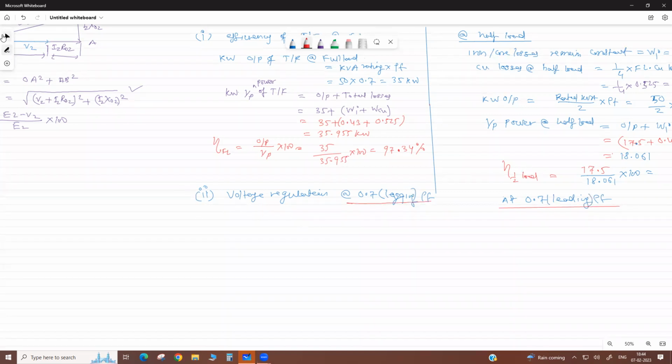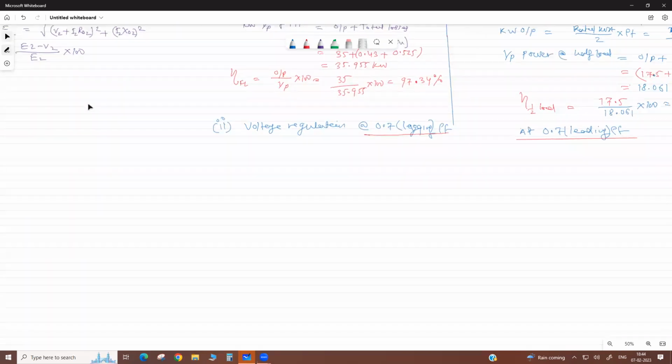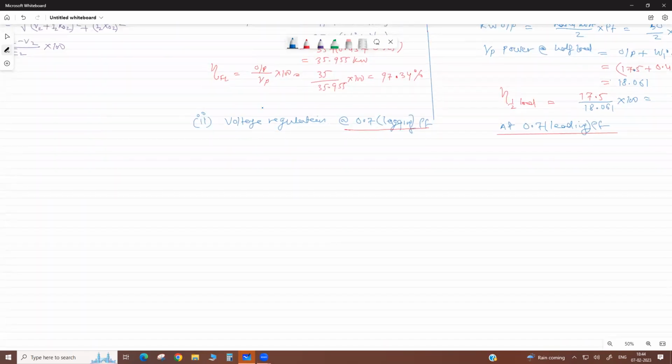Now, as explained yesterday, here test data is given. So first we calculate the equivalent circuit parameters as referred to the primary side. Why the primary side? Because tests are conducted on the HV side, no load and short circuit. Like we supply the voltage on the primary.